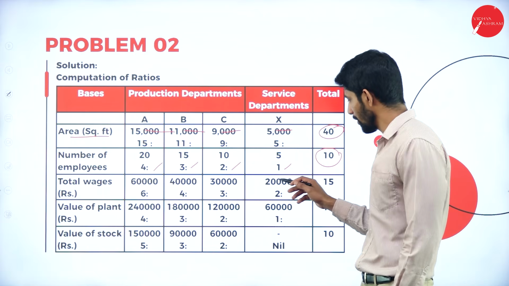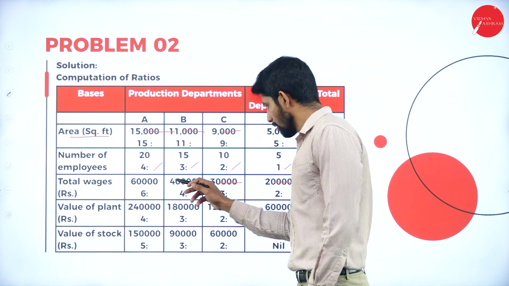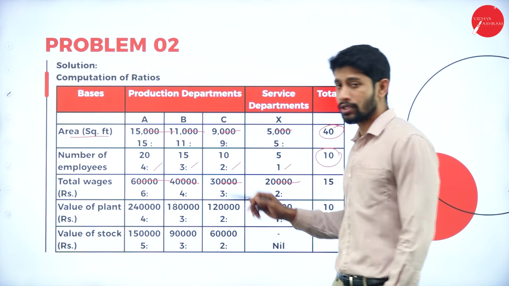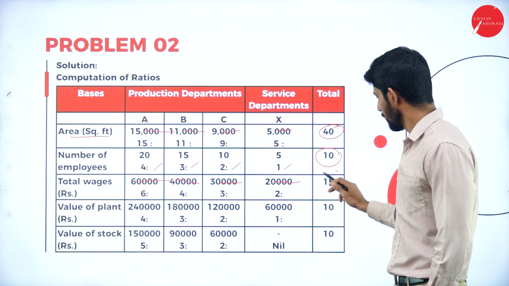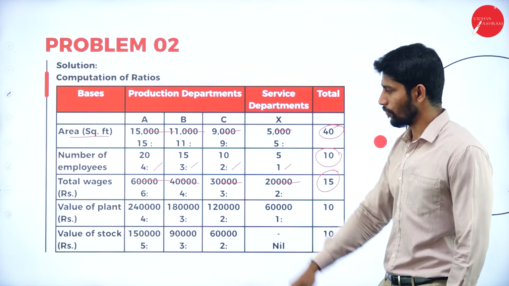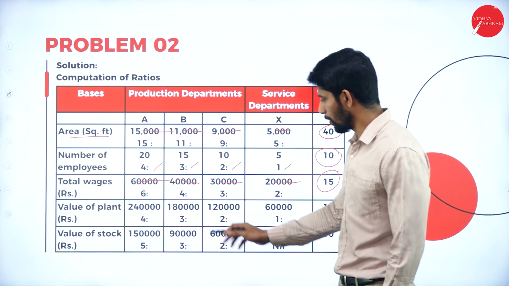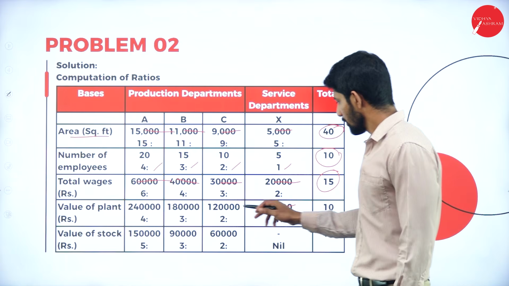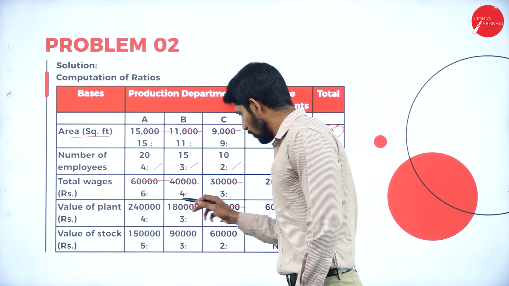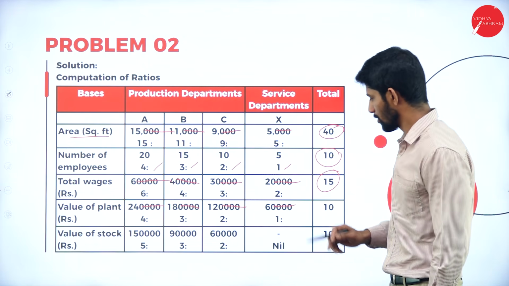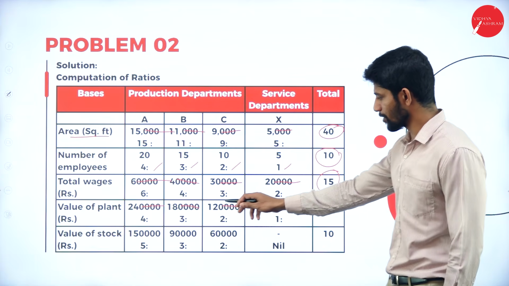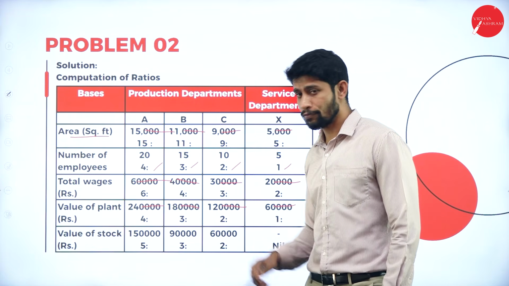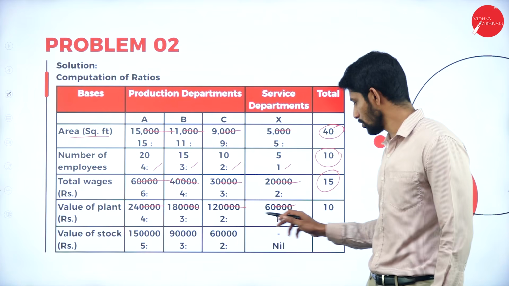Total wages: 60,000, 40,000, 30,000, 20,000. So 4 zeros are common. Cancel 4 zeros. So 6 is to 4 is to 3 is to 2. Total 15. Next, value of plant: 2,40,000, 1,80,000, 1,20,000 and 60,000. 4 zeros common, cancel 4 zeros. So still here 6 ones are, 6 twos are, 6 threes are and 6 fours are. So 4 is to 3 is to 2 is to 1.